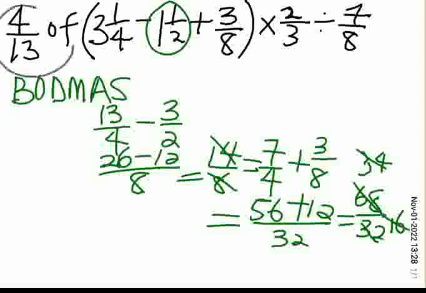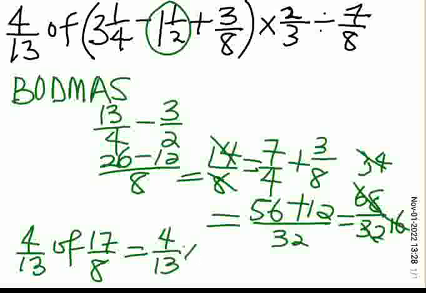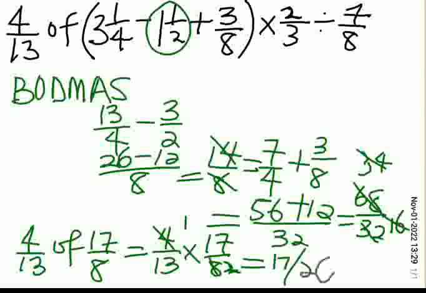So now what is the next thing from the rule of BODMAS? We are to apply the of. So 4 over 13 of the answer we got here, which is 17 over 8. The of changes to multiplication. So multiplied by 17 over 8. 4 here 1, 4 here 2. So the answer we're getting to that part is 17 over 26. That is the answer to the whole of this.